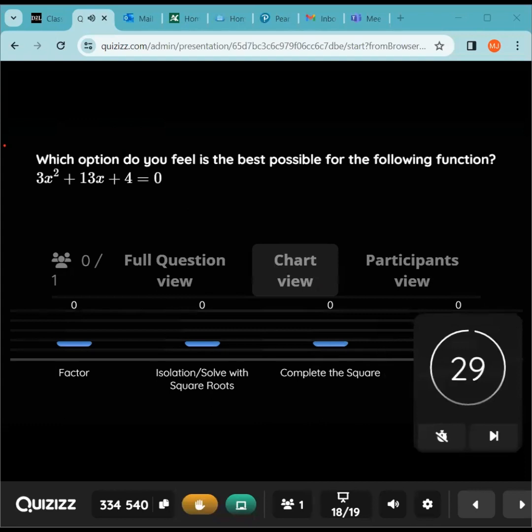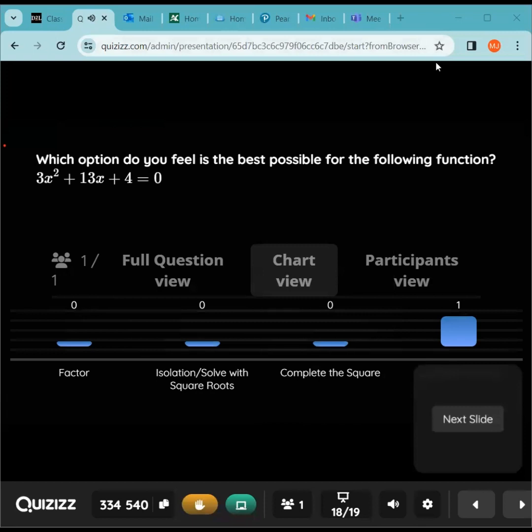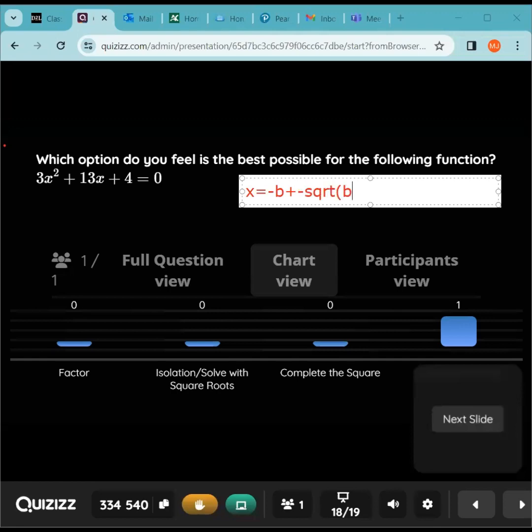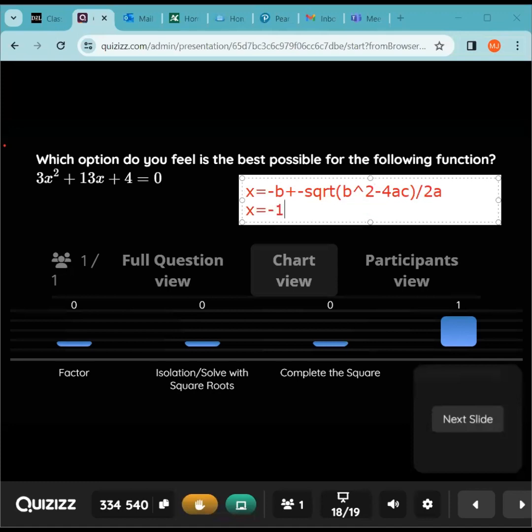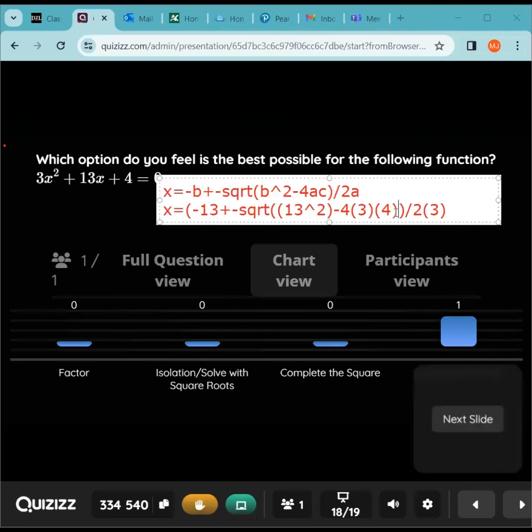So which option do you feel is best for the following function? So I would say quadratic formula in this case. That's just my view on that. And let's plug this in here. So let's do x equals minus b plus minus square root of b squared minus 4ac divided by 2a. So x equals negative 13 plus minus square root of 13 squared minus 4, 3, 4, divided by 2, 3 here. And then we can simplify it.